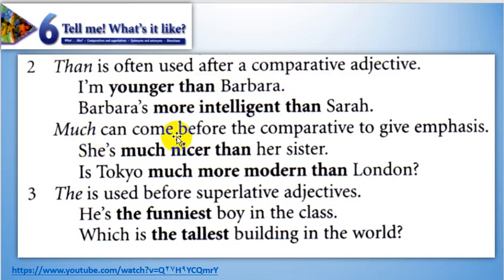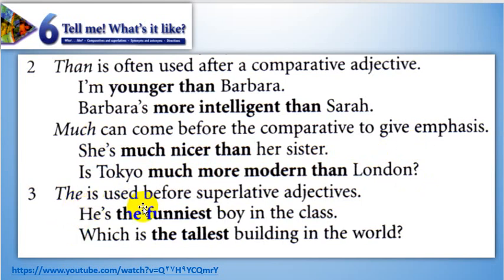Much can come before the comparative to give emphasis. She's much nicer than her sister. Much تأتي مع صيغة المقارنة قبلها للدلالة على التأكيد, to give emphasis, التشديد عليها. She's much nicer than her sister. I emphasized nicer. Is Tokyo much more modern than London? Okay. Much is used for emphasis.